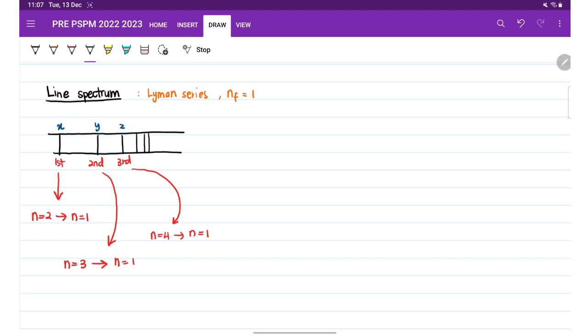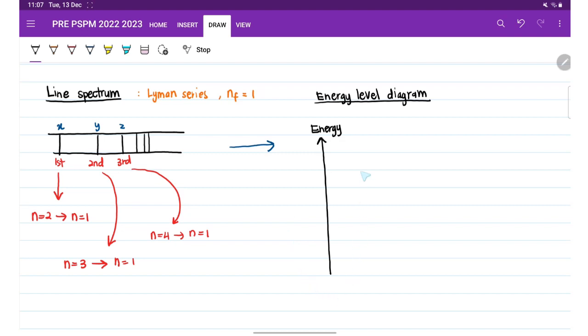Okay, so from the line spectrum, kita boleh translatekan dia kepada energy level diagram. Okay, how are you going to draw an energy level diagram? Okay, first kita akan ada y-axis kita sebagai energy. Kemudian yang seterusnya, kita punya x-axis, dia tak ada exactly axis sebenarnya. Kita akan lukis energy level. Okay, so dekat bahagian paling bawah sekali dekat sini, kita akan labelkan sebagai n sama dengan 1 to show that this is the lowest energy level.